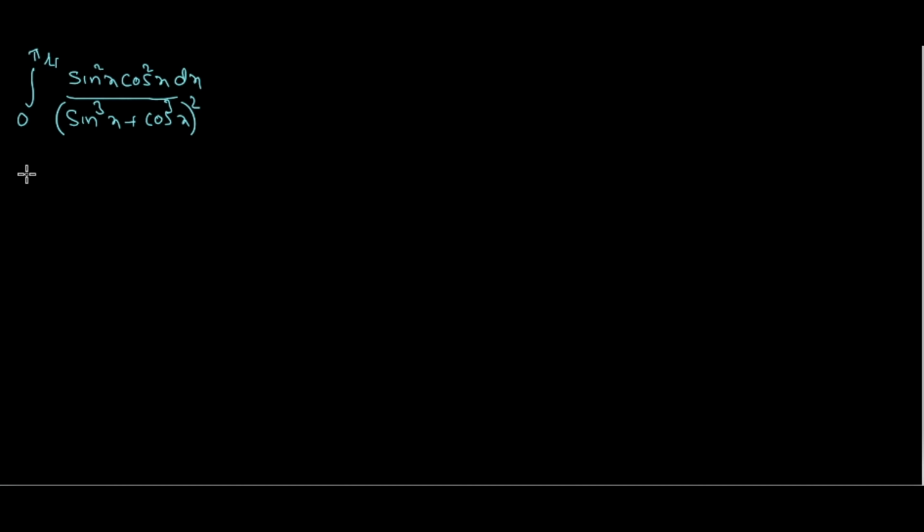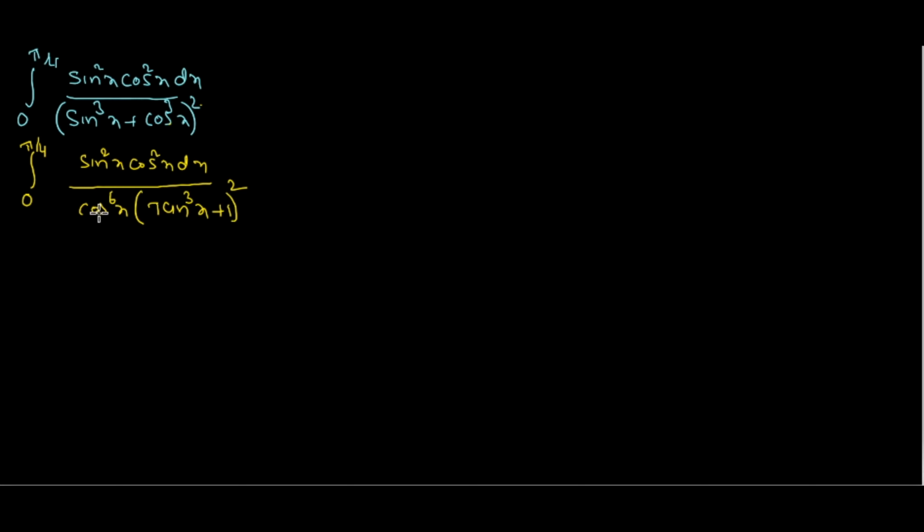Integration of 0 to pi by 4 sin square x into cos square x dx by (sin cube x plus cos cube x) whole square. In this kind of problem with sin and cos in the denominator, take cos cube x common. Integration of 0 to pi by 4 sin square x into cos square x dx by, taking cos cube x common, cos cube x whole square, that is cos power 6x into (sin cube x by cos cube x, that is tan cube x plus 1) whole square.